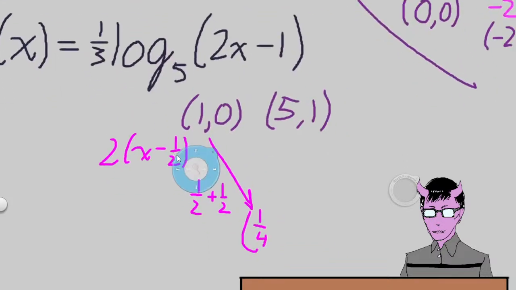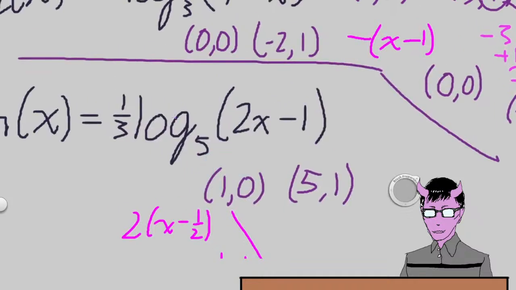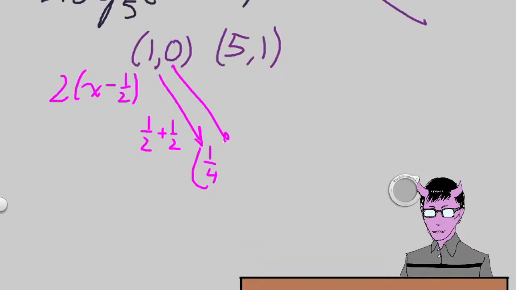What's happening to our y values? Well, we start off with the 0 y value. Everything that's happening outside the log affects the y value, so we only have a 1/3. But since we're outside of parentheses, this 1/3 is applied normally, so it's times 1/3. But 0 times 1/3 is still 0. And that should be one of the anchoring points.